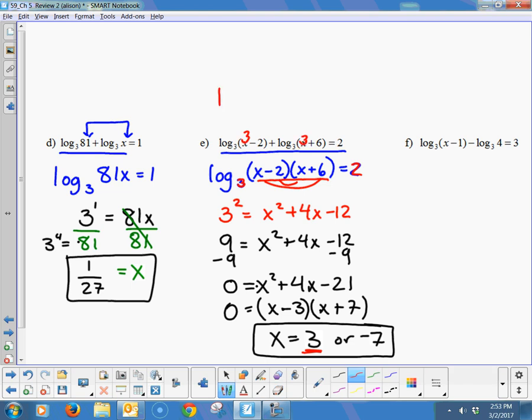What we get is log base 3 of 3 minus 2, so of 1, plus log base 3 of 9 equals 2. So let's check. 3 to what power is 1? Well, that is 0. 3 to the 0 power is 1, so this is 0. Plus 3 to what power is 9? 2. 3 to the second, and so sure enough, this checks out.